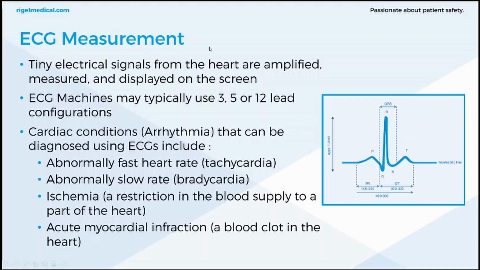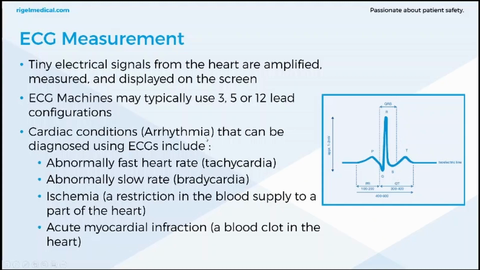Got ECG measurement. So we know that the heart is central to the respiratory system, and what it does is it converts these tiny electrical signals, also known as bioelectric pulses, to mechanical ones, so the ones for blood flow. It's not your electrical signals, it's your blood flow, which is crucial for establishing how well the heart is performing. Now these tiny electrical signals from the heart are amplified, measured and displayed on the screen. ECG machines may typically use 3, 5 or 12 lead configurations.